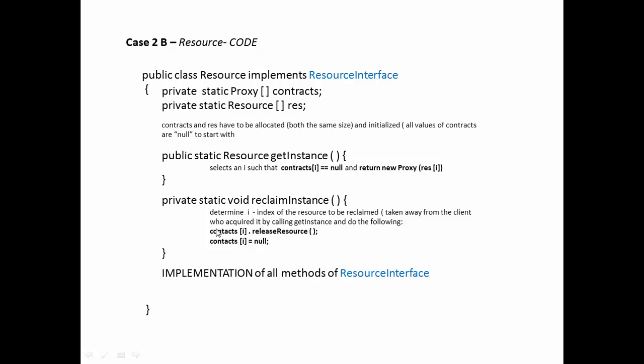Now, what this does is when we choose who the victim is going to be, then we simply say contracts I, this is access to our proxy, we call release resource. And then contracts I take equal null. Okay.